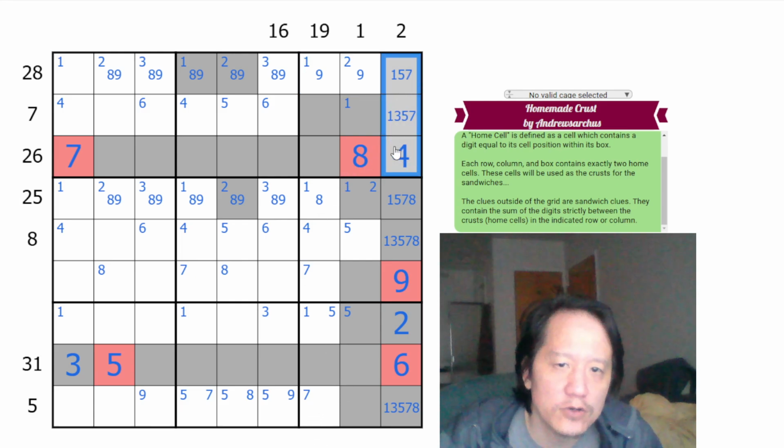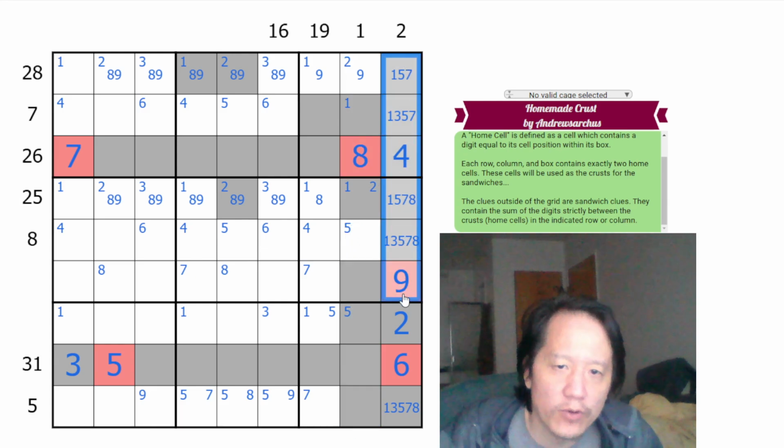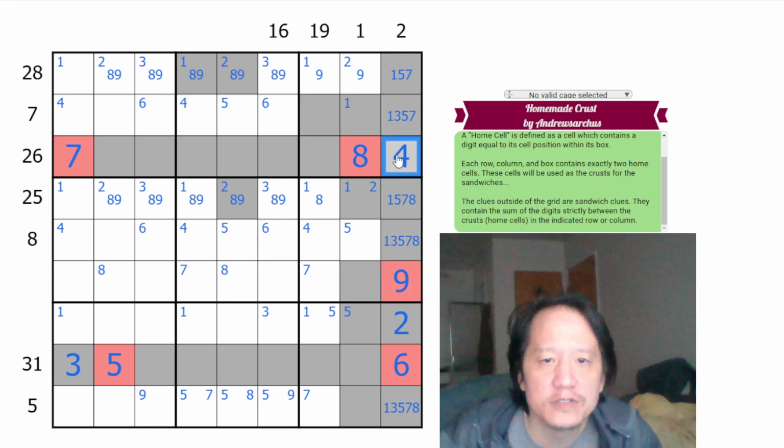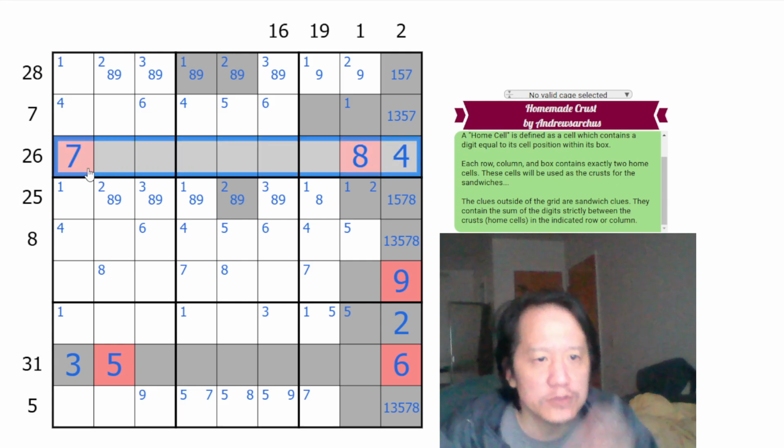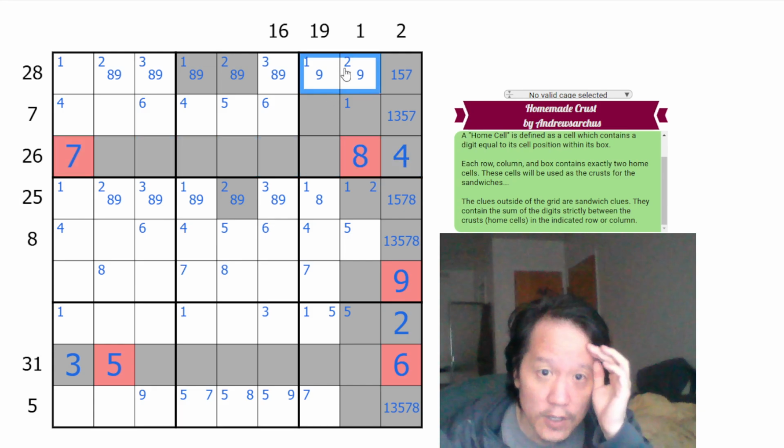There's no other home cell in box 3, right? This can't be a home cell because of the sandwich clue. We already have 2 home cells in column 9. This can't be the home cell because the 4 is no longer valid. This can't be the home cell because the 7, we have two home cells already in row 3, so that can't be the home cell. Therefore, one home cell has to be one of these two.